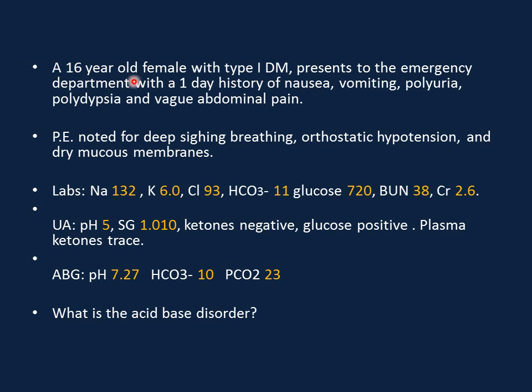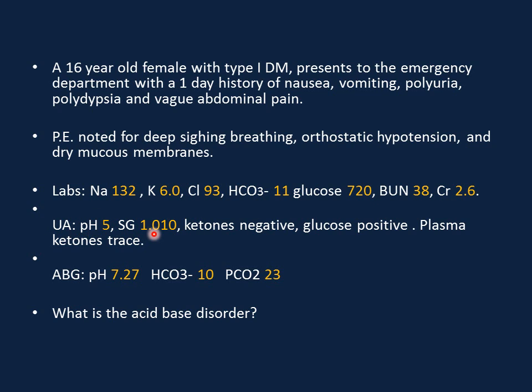This is a 16 years old female with type 1 diabetes, presents to the emergency department with a 1-day history of nausea, vomiting, polyuria, polydipsia, and vague abdominal pain. Physical examination is noted for deep sighing breathing or audible breathing, orthostatic hypotension, and dry mucous membrane. Labs: sodium is 132, potassium 6, chloride 93, bicarb is 11. Glucose is 720, BUN is 38, and creatinine is 2.6.